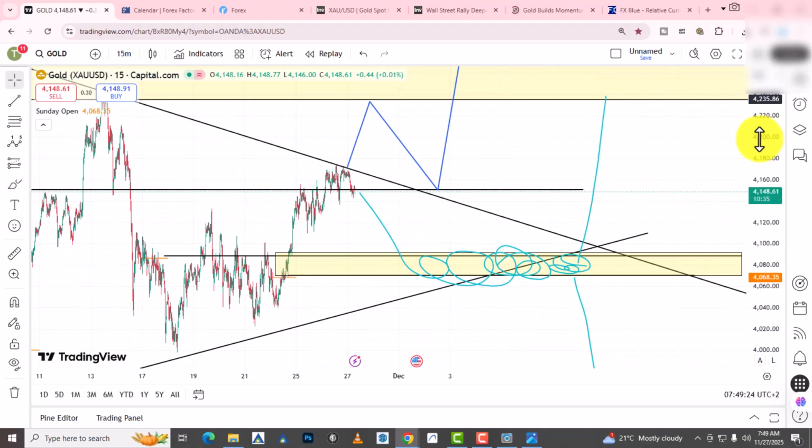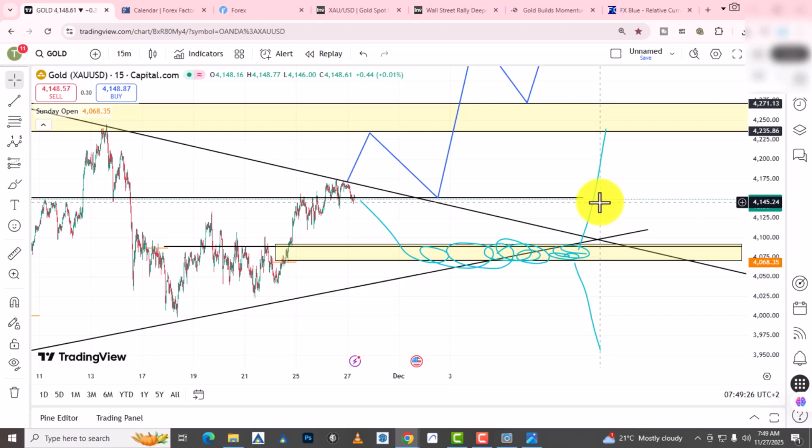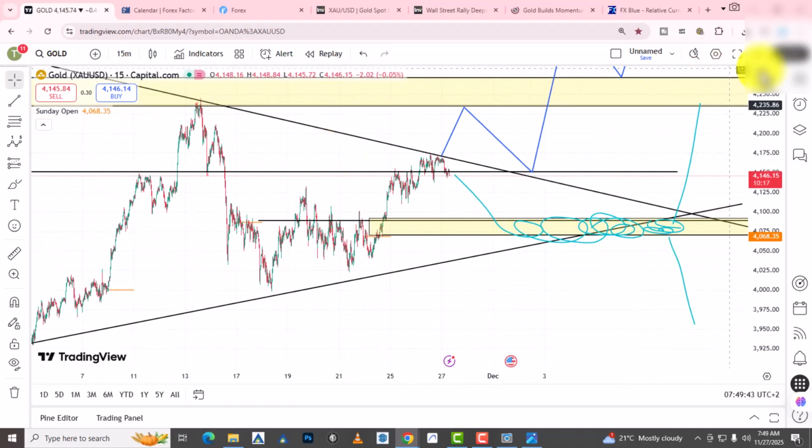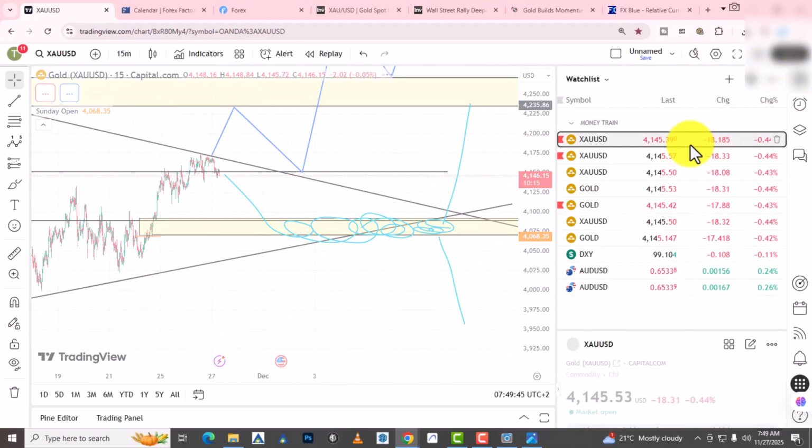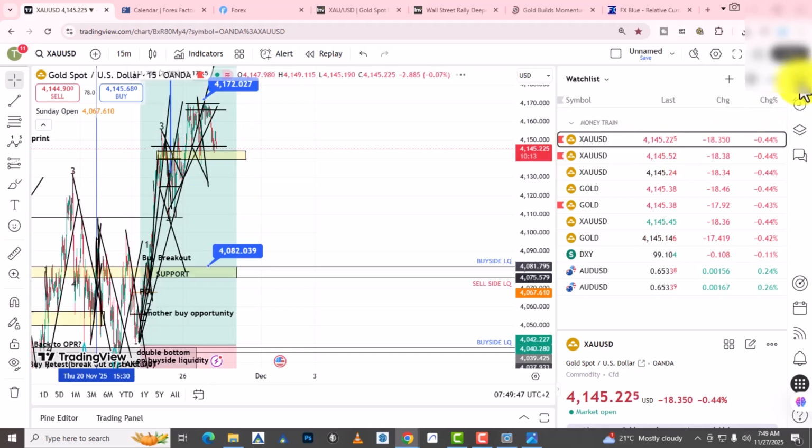So yeah, that's what gold is doing currently, guys. We'll look at it. Study gold with me. Look at the market watch with me. Yeah, that's basically it for today.